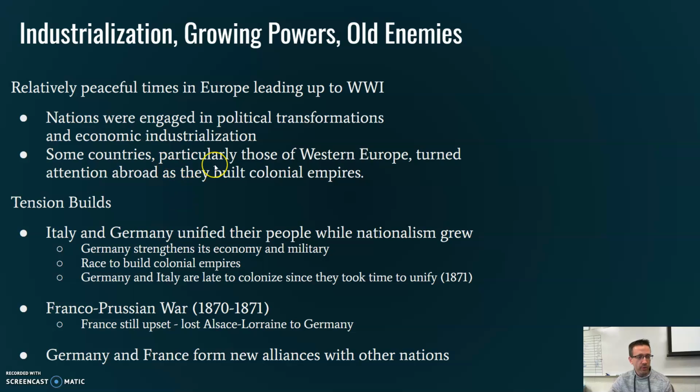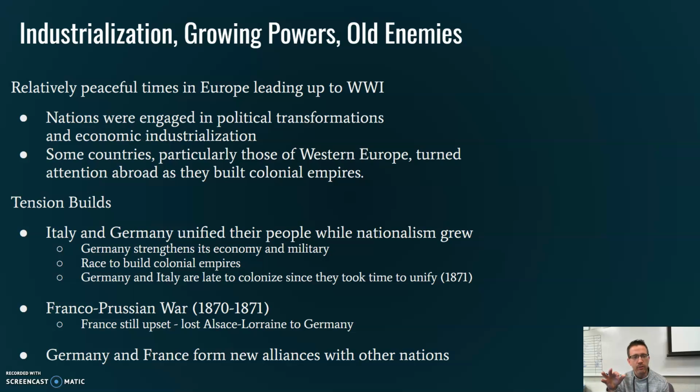All right, so kind of leading up to World War I, though. It was a relatively peaceful time, and that's because a lot of nations were transforming politically, and they had economic transformations as well because they were industrializing. Also, a lot of countries were focused more outside their borders, over in Asia and Africa, because they were busy building up colonial empires. But there was tension building, specifically between Germany and France.